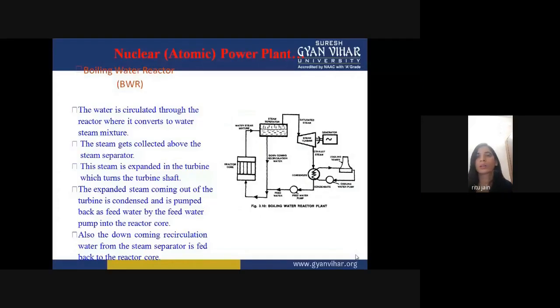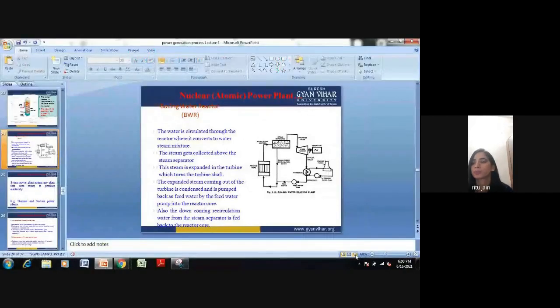So another part of this is your boiling water reactor. We have studied PWR. Now this is your boiling water reactor. So what is a boiling water reactor? In a boiling water reactor, the water is circulated through the reactor where it converts to a water-steam mixture.